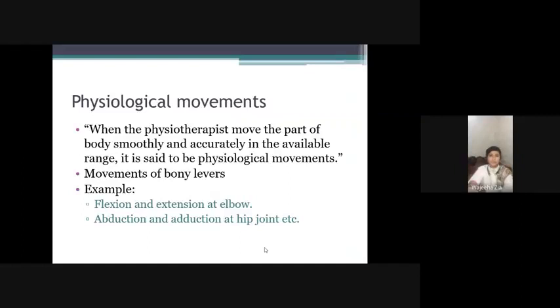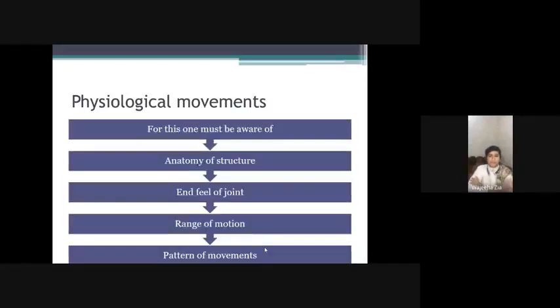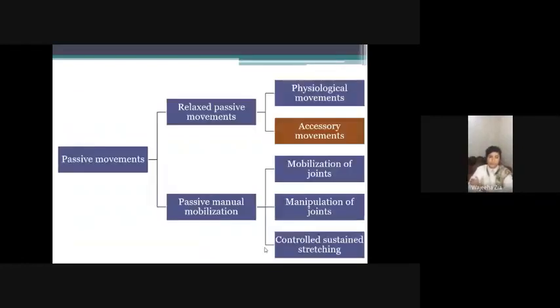Physiological movements are the movements of the bony levers: all the flexion, extension, adduction, abduction, internal rotation, external rotation, supination of hand, pronation of hand, inversion and eversion. All these movements are the movements of the bony lever. So these are the physiological movements. For a physiological movement, a therapist must be aware of the anatomy of the structure, the anatomy of the joint, and feel the range and the pattern of movement. Otherwise, he will not be able to perform it in the correct manner.